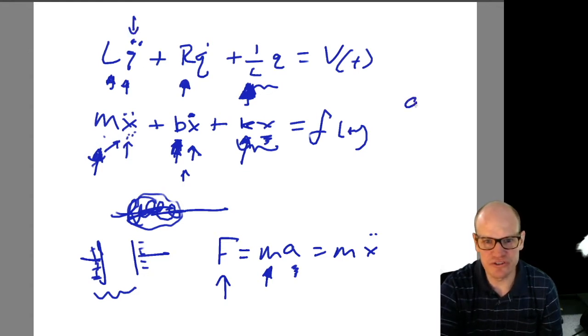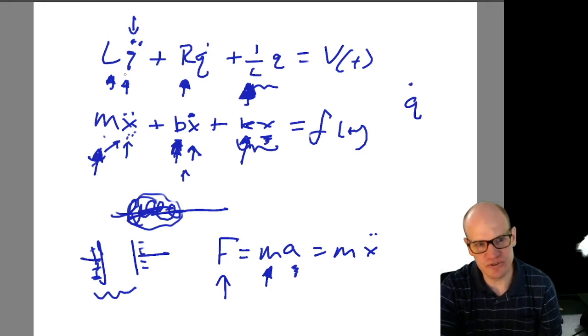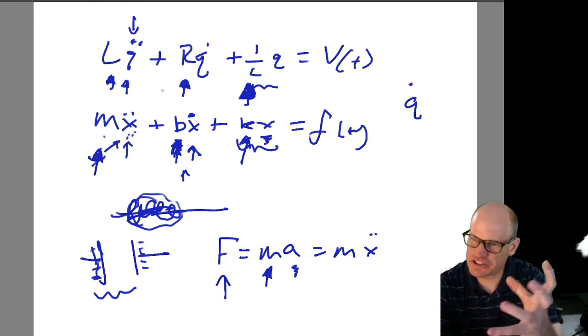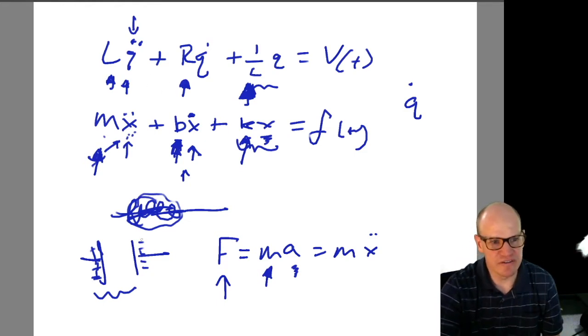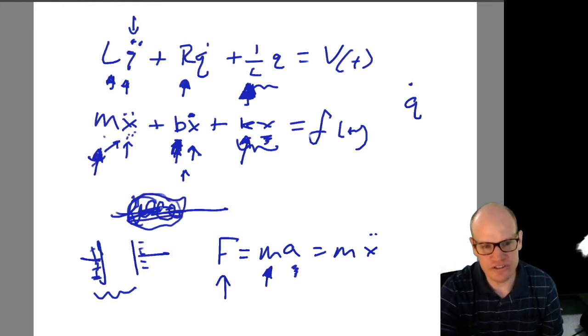And so Q dot is the current, and so Q double dot is the change in the current. So it's hard to change the current, and the stronger the inductance is, the harder it is to change the current.